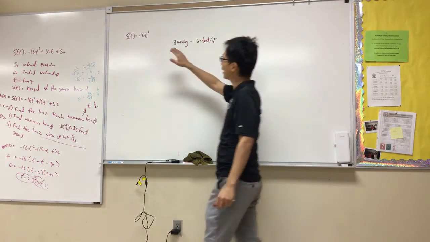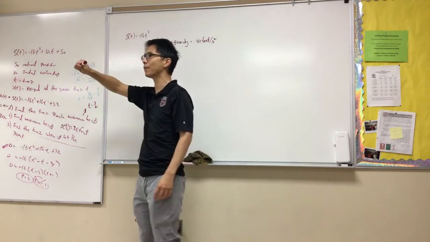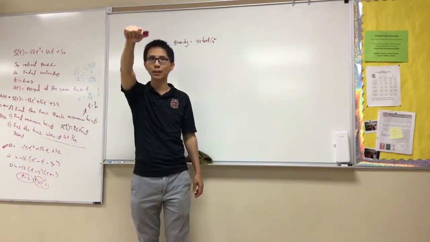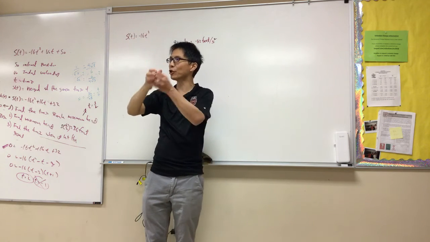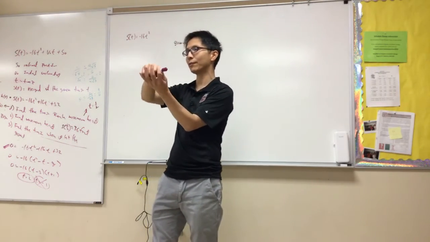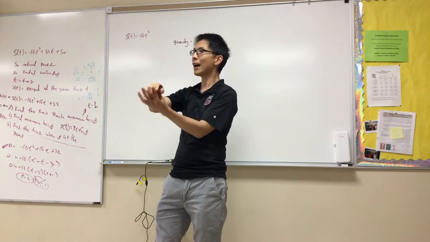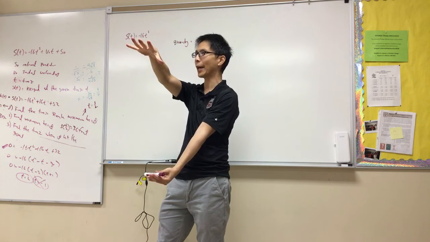So why is the v0 not different? v0 is how fast you drop. If you drop something like this, that's called free fall. That means I didn't insert any force into it. I just let it go, and it just falls down due to gravity pulling it down.